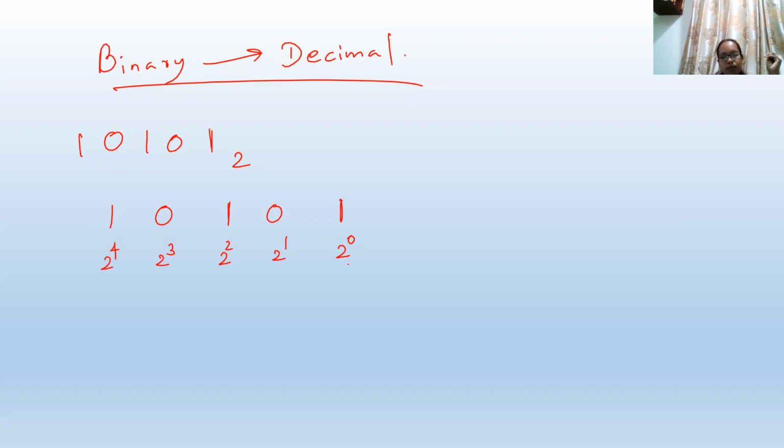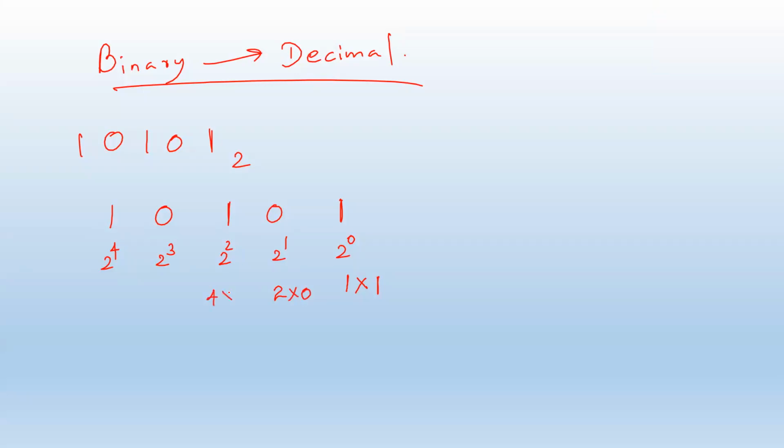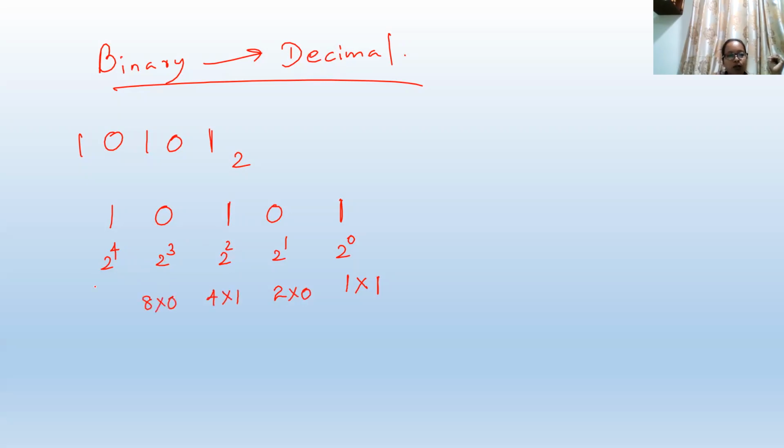And just simplify. What is 2 to the power 0? That is 1. 1 into this one. And 2 to the power 1 is 2. 2 into this 0. 2 to the power 2? 4. 4 into this one. 2 to the power 3? 8. 8 into this 0. 2 to the power 4?